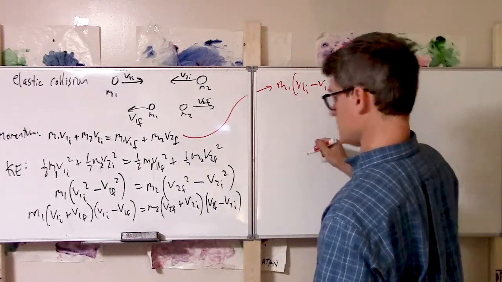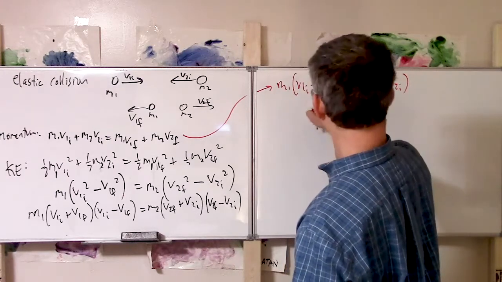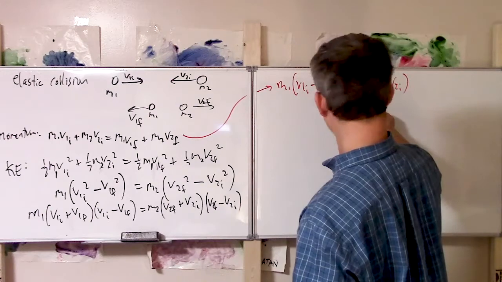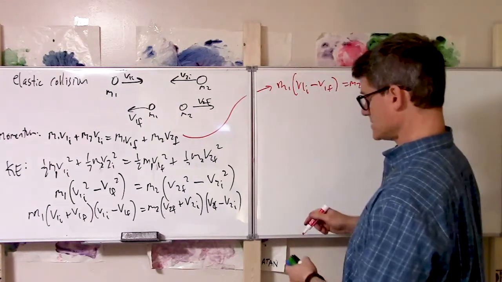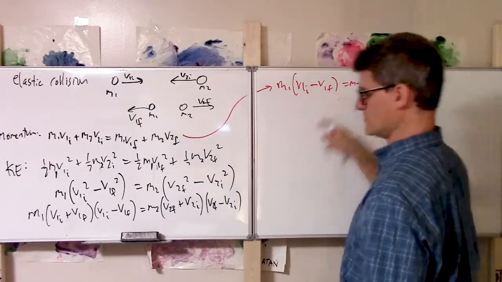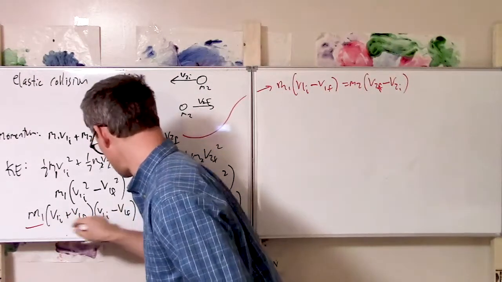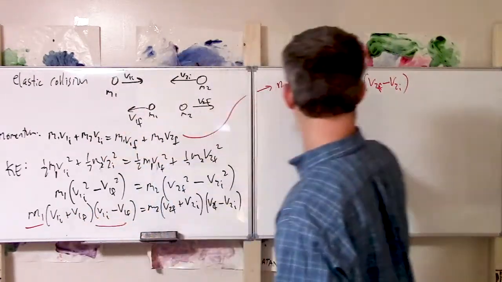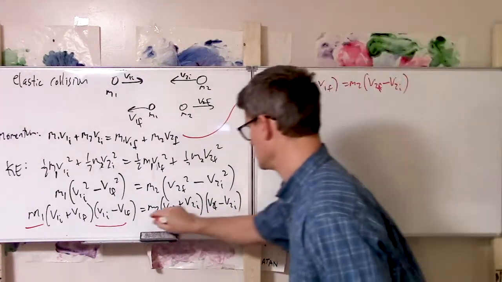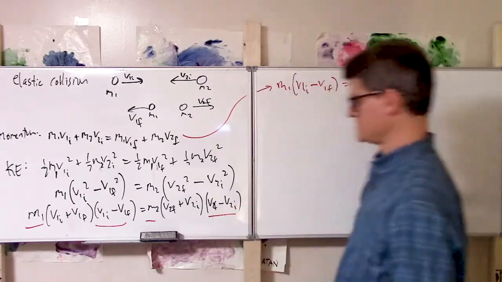Let's see if it all worked out for what I want to do. V1 initial. Good. Okay, so if you notice, all of this is M1 times V1 initial minus V1 final. That is this and this. On the right side we have M2, V2 final minus V2 initial. So we get an M2 times V2 final minus V2 initial.